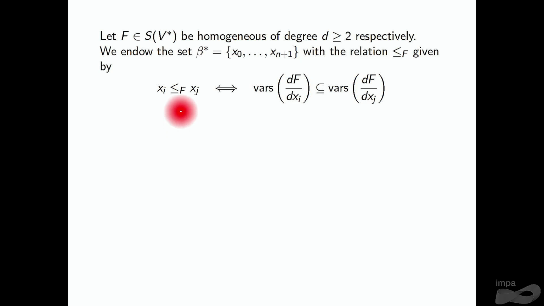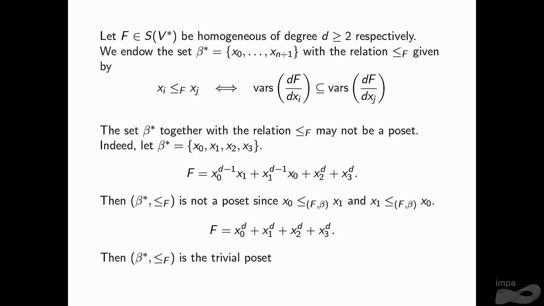We say that xi is less than or equal to xj if the variables that appear when I derive f with respect to xi are a subset of the variables that appear when I derive with respect to xj. So this defines a relation which may or may not be an order relationship, despite the notation I used. Here's an example where it is not an order relationship. If I take this form, the variables that survive when I derive with respect to x0 are x1 here and x0 here. Those are the variables that survive. And when I take the derivative with respect to x1, the variables that survive are the same. So we have x0 less than or equal to x1, and also x1 less than or equal to x0, so they have the same set. It's not a strict order.